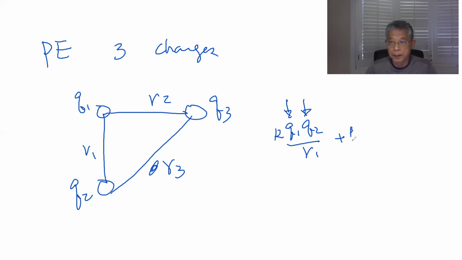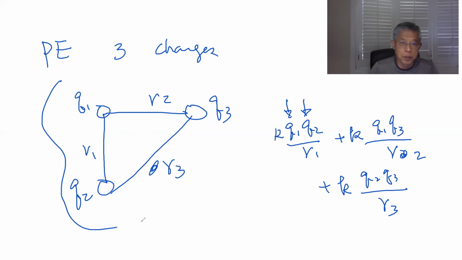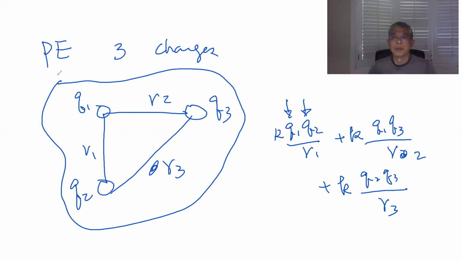And this is K Q1 Q3 divided by R2, and then plus K Q2 Q3, oh, this is R2, Q2 Q3 divided by R3. So that will be your potential energy for this system here. All right? Okay, so now we're going to move on to potential.